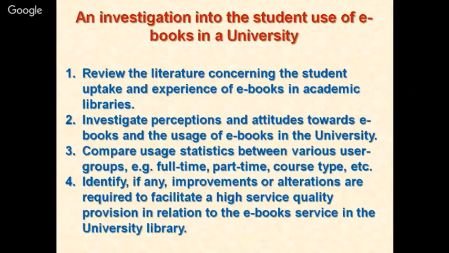For example, full-time students, part-time students, and then you can also go for specific course type, etc. Even gender you can take, male, female. And then to identify, if any, improvements or alterations required to facilitate a high service quality provision in relation to the e-book service in the university library. So for one problem you have 4 objectives.